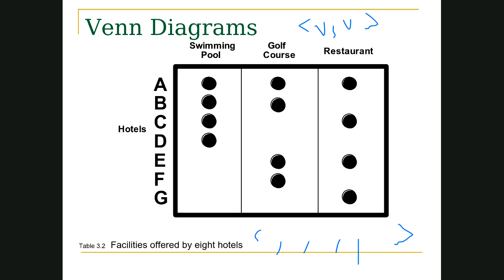In this case, for example, A through G are hotels. How many? There's 2, 4, 6, 7 of them. But then the swimming pool puts A, B, C, and D in a relationship. So I need to show that they belong to that relationship. Golf courses puts A, B, E, and F in a relationship. And restaurant puts A, C, E, and G in a relationship.